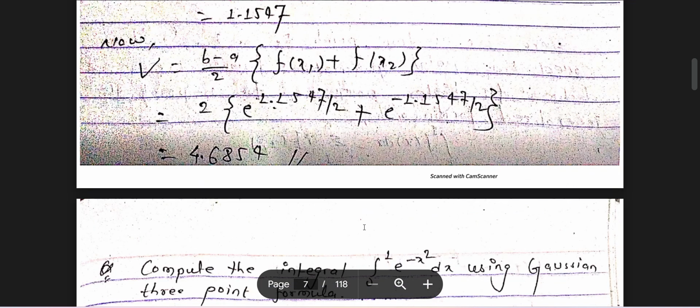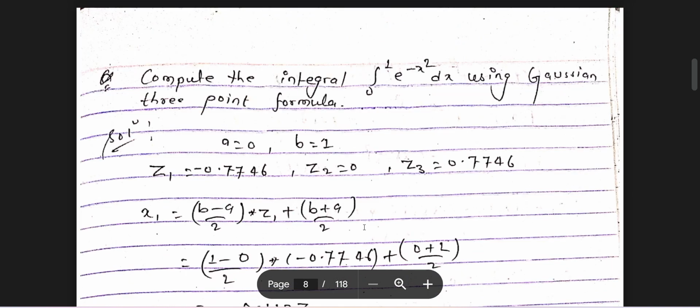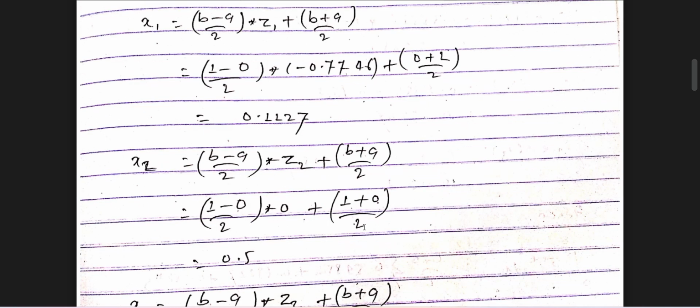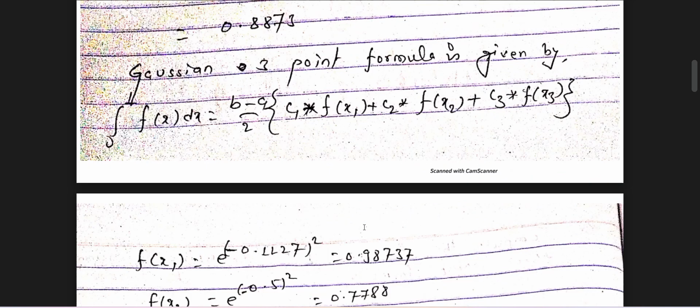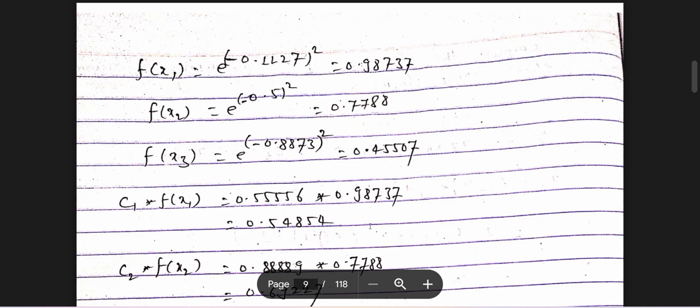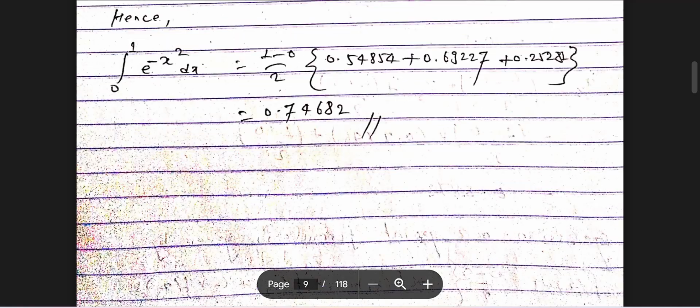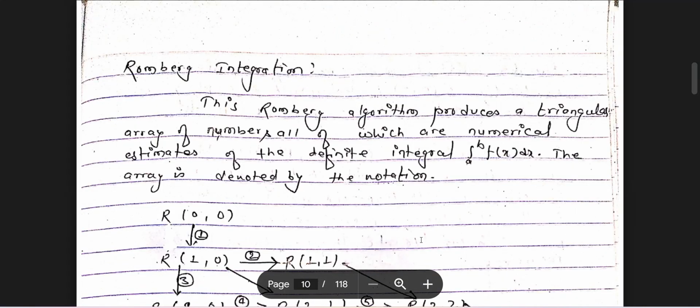Now (b minus a) by 2 times the sum. Compute the following integral using the Gaussian 3 point formula. Using the Gaussian 3 point formula, the integral is given by c1 f(x1) plus c2 f(x2) plus c3 f(x3).